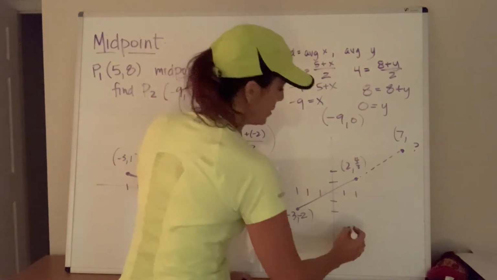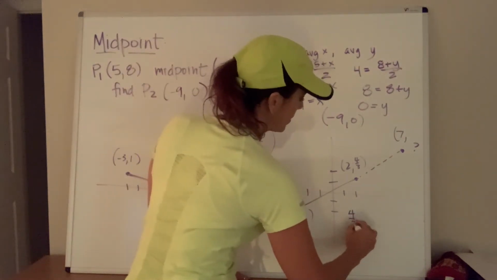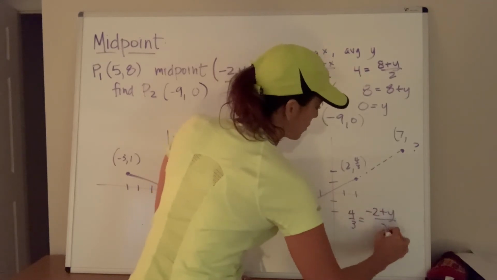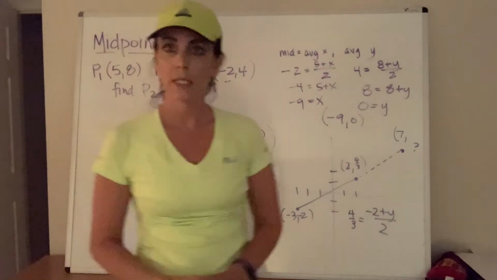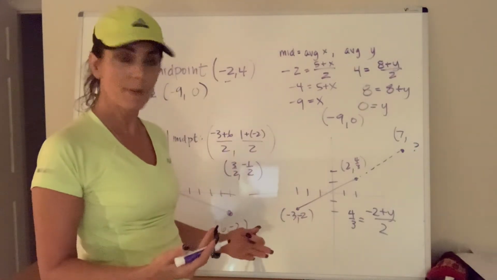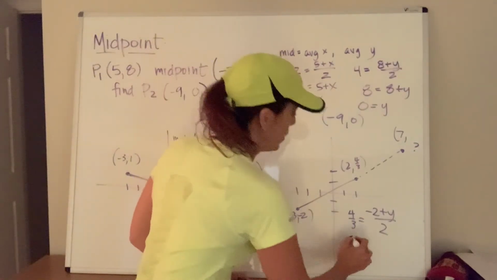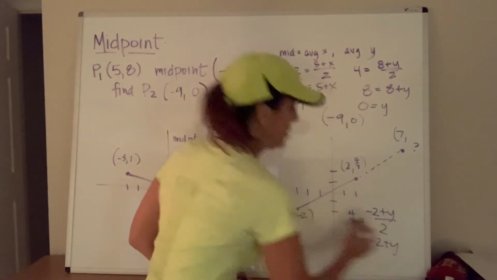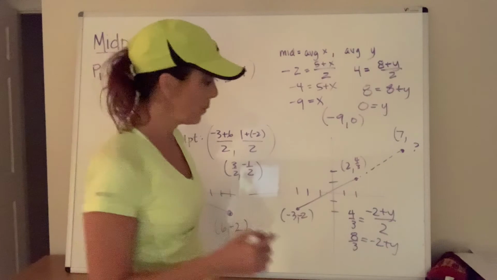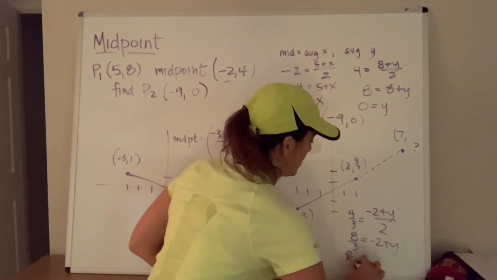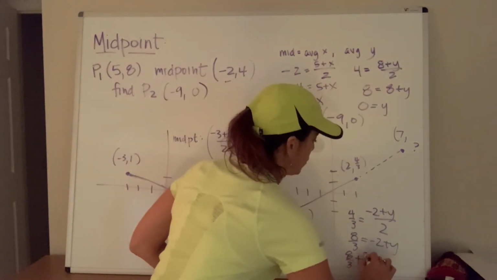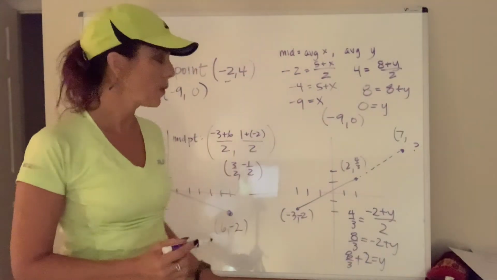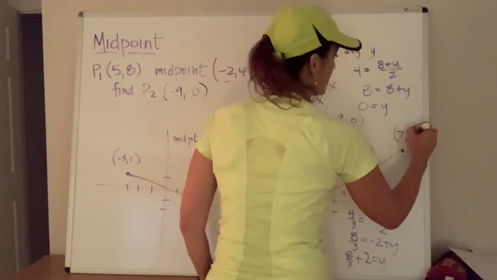So my y value, my midpoint is 4/3. That's going to be -2 plus y over 2. All right. So again, multiply both sides by 2 to get rid of that denominator. We have 8/3 is equal to -2 plus y. So y is going to equal 8/3 plus 2. And that's the same as 6/3. And so we end up with a y value of 14/3.